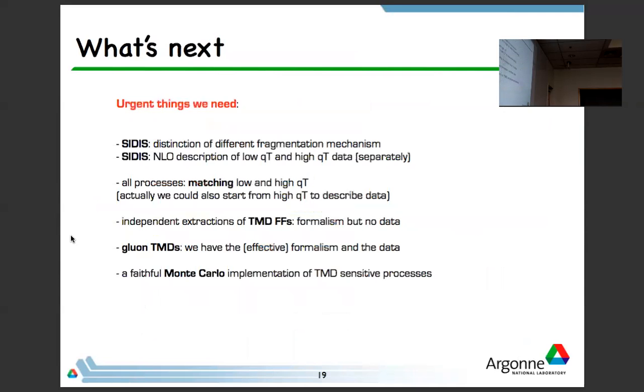If we look at the future, I would say that the most urgent things to do are understanding from the practical point of view how to separate the fragmentation region from semi-inclusive DIS. And Ted nicely explained to us this morning why it is important. Also, achieving a higher order description of semi-inclusive DIS both at low qT and high qT, separately or combined, is very important. We have to understand if the formalism is true in the current fragmentation region. For all processes, we have to be able sooner or later to match the QCD description at low transverse momentum and high transverse momentum. And as I said, independent extraction of transverse momentum dependent fragmentation functions is very important.